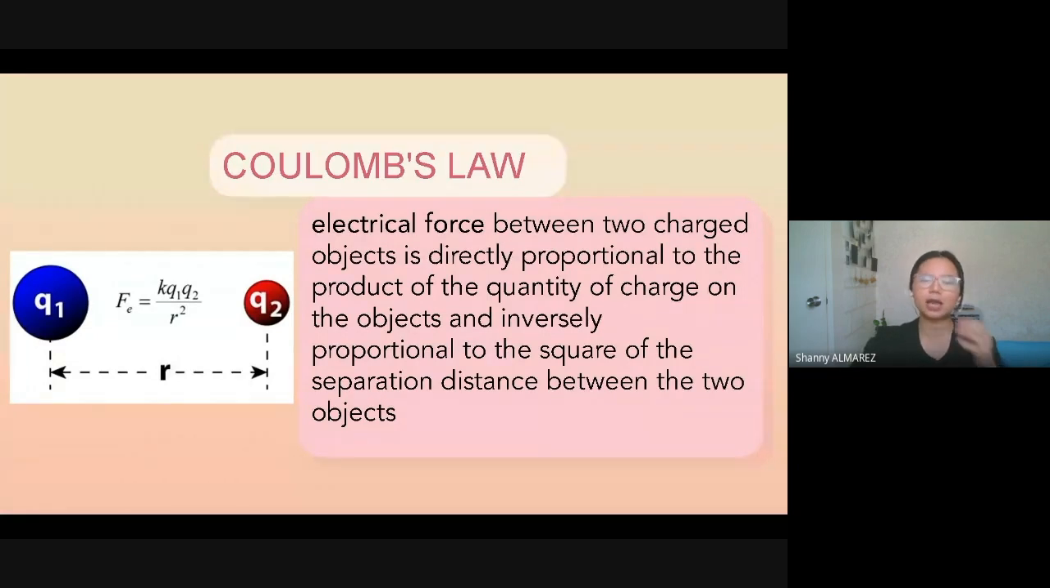So, ano lang sinasabi niya? Kapag daw, ano yung implications niya, rather? Kapag mas mataas yung amount ng charges mo, when you increase the amount of charge in a body or in between two bodies, therefore, you are to expect that the force will increase between them.